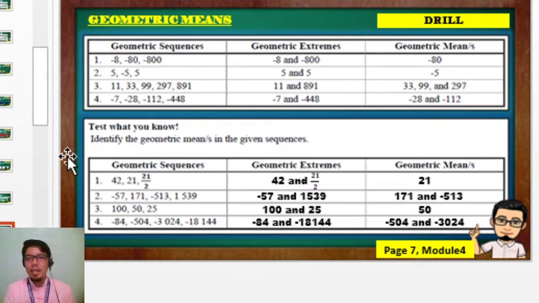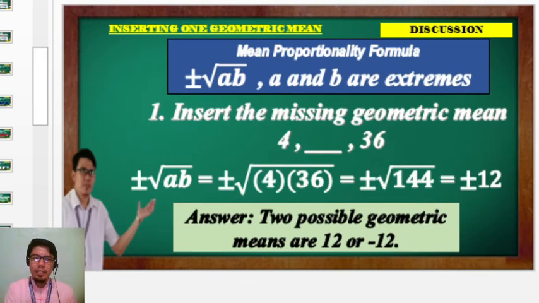while the geometric means are negative 504 and negative 3,024. Okay? Now, how about if we are going to find the geometric mean given the first and the last term? How are we going to solve that? So, to get that, we need to use the mean proportionality formula. And what is the mean proportionality formula? That is positive negative square root of AB, wherein A and B are the extremes. A can represent the first term, while B will represent the last term.